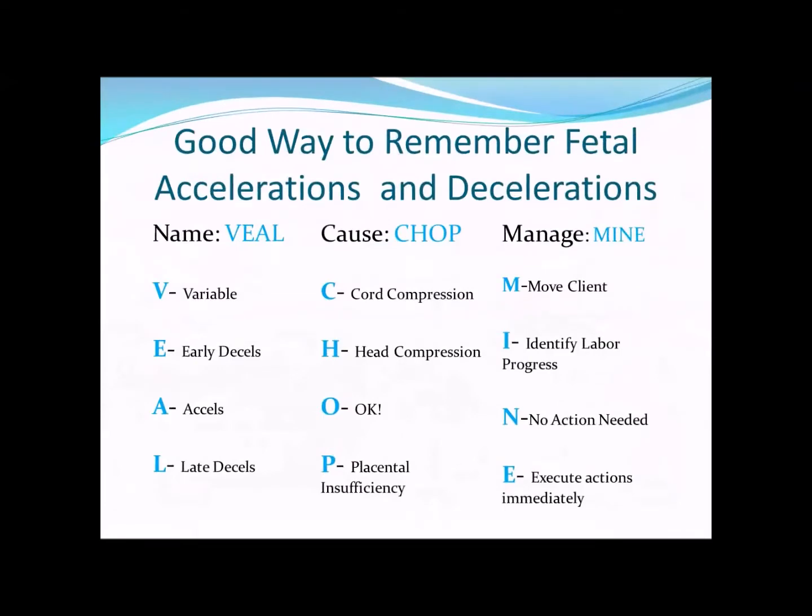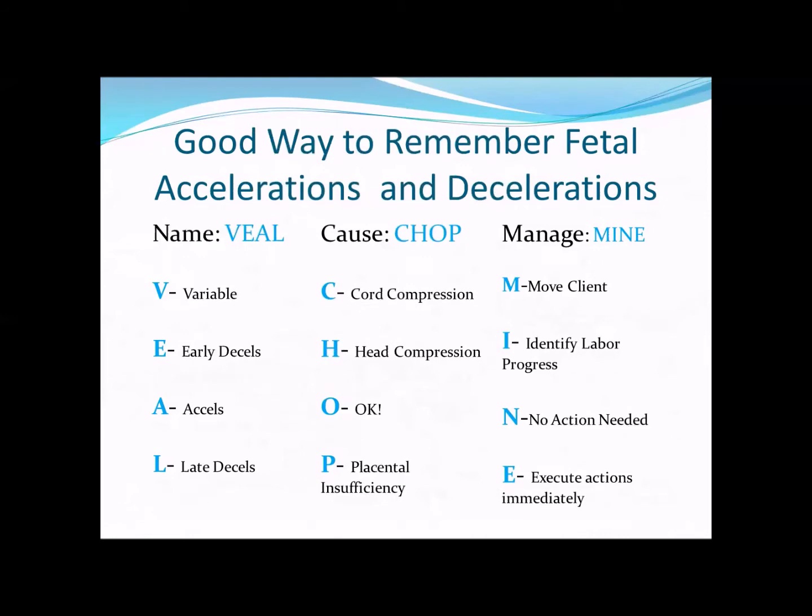So, okay, this is a cheat sheet that the nurses really like. So the physicians may too, but the nurses gave me this cheat sheet, so I wanted to bring that up to you guys. So VEAL CHOP, mind you, okay? So the name, the cause, and the management. So they go together. So if you've got a variable, that means cord compression, we want to move the client, okay?